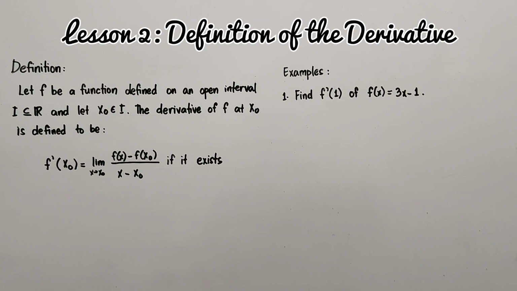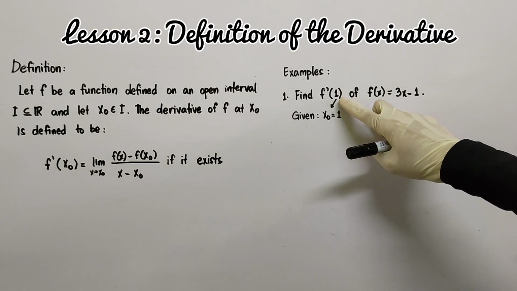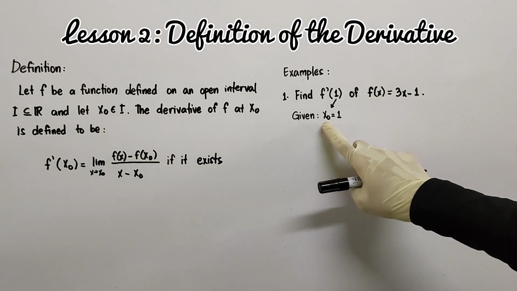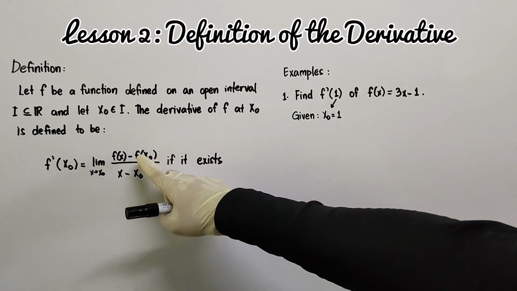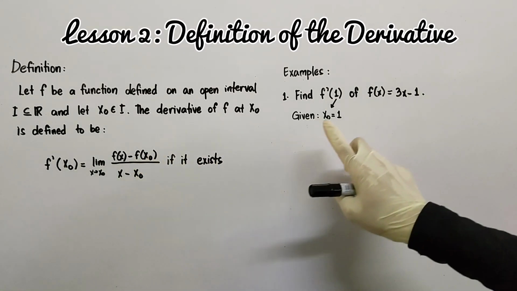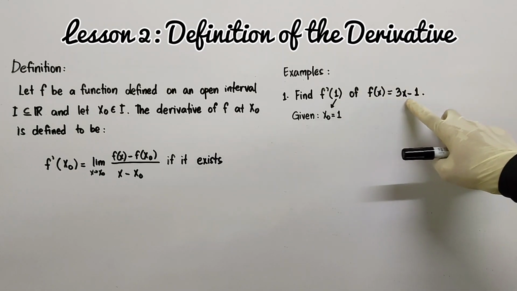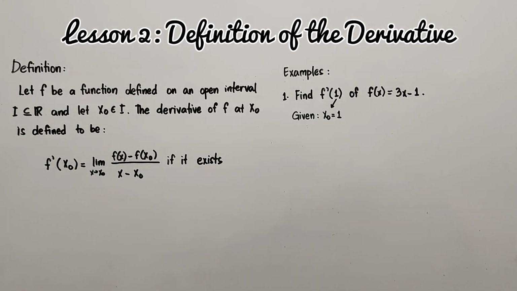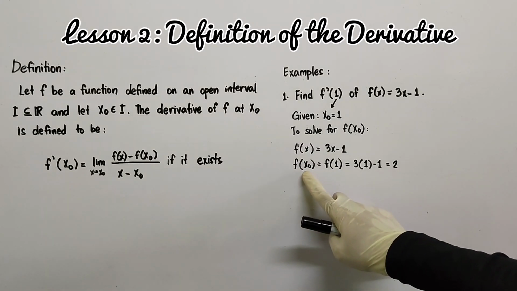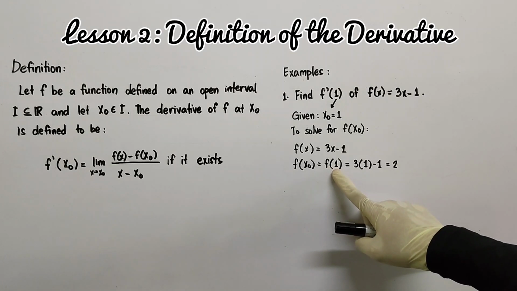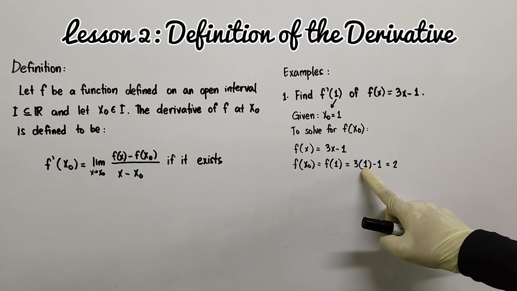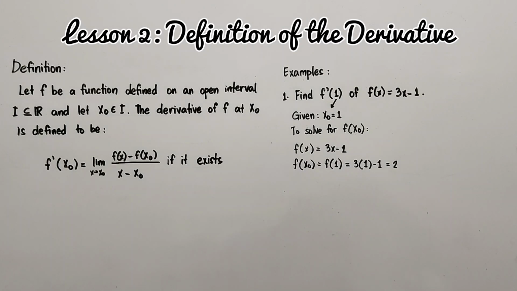Find the derivative at 1 of the function f of x equals 3x minus 1. From this given, this one represents our x sub 0. And since we need to compute the f of x sub 0, then we will use this value in this function to get the f of x sub 0. The function is f of x equals 3x minus 1. And for our f of x sub 0, we have f of 1. Substitute: 3 times 1 minus 1, and that is equal to 2. So the x sub 0 is positive 1, and the f of x sub 0 is positive 2.